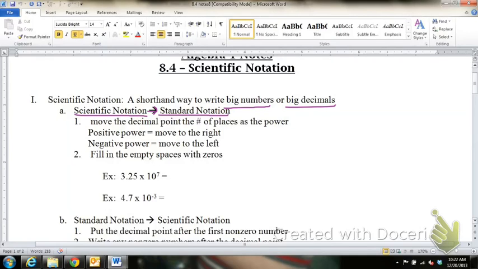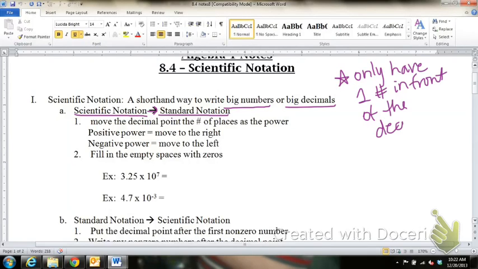Now with scientific notation, you can only have one number in front of the decimal point. It's really the only rule. Okay? Notice that in both of these examples, there's only one number in front of the decimal point. If I were to write this as 32.5, that would be wrong because that would have two numbers in front of the decimal place. So the rule is you can only have one number in front.